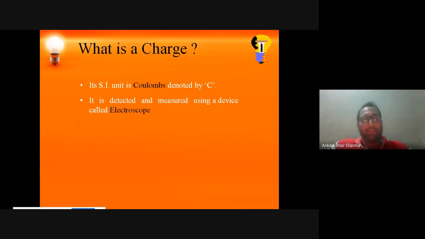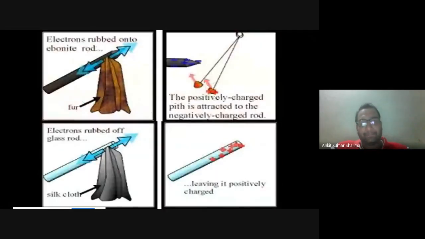The standard unit of charge is the coulomb. The charge is detected and measured using a device, and the name of this device is the electroscope. So you can say the electroscope is a device which is used to detect and measure charges. You can see this in the diagram.